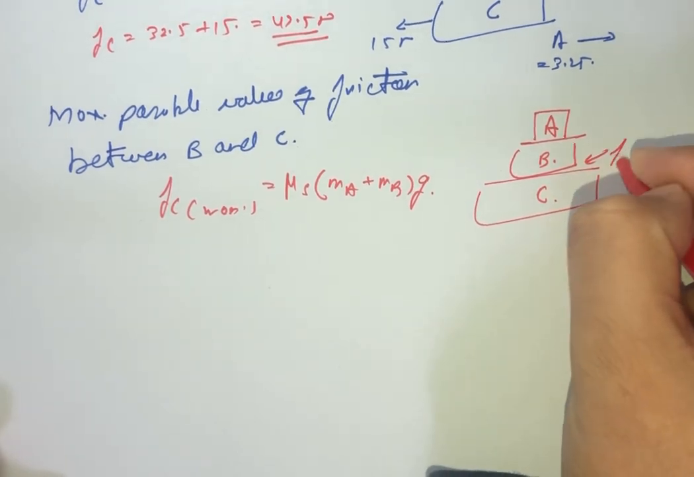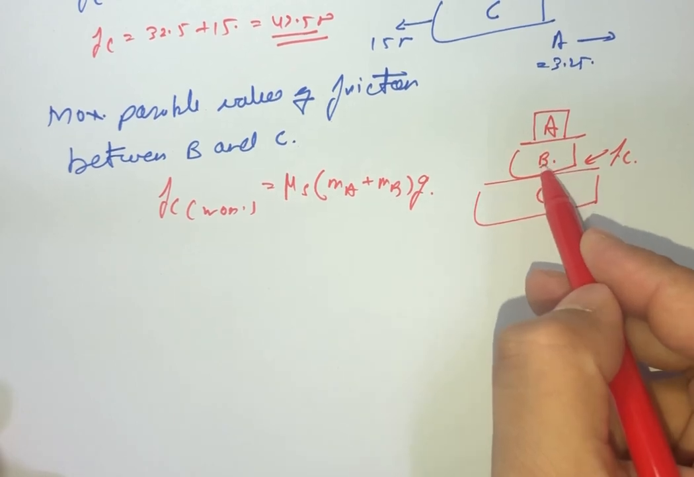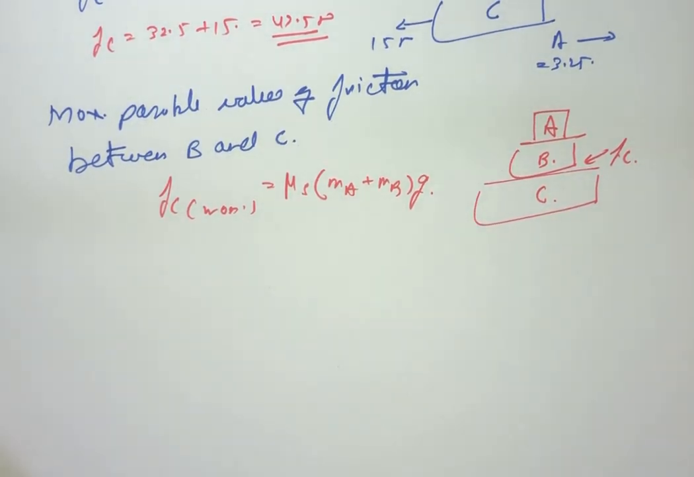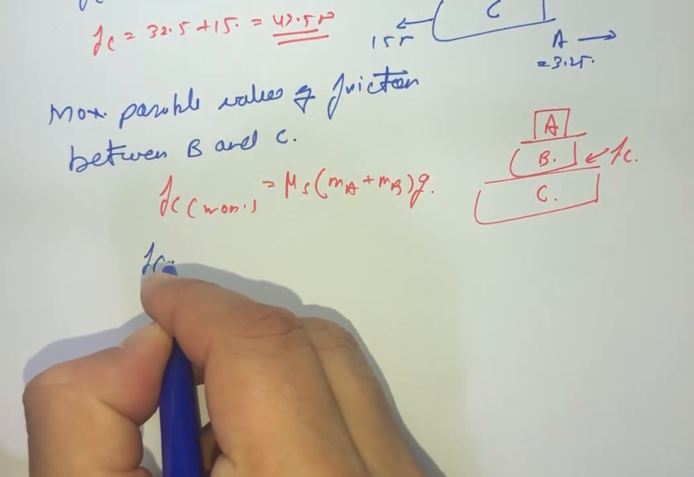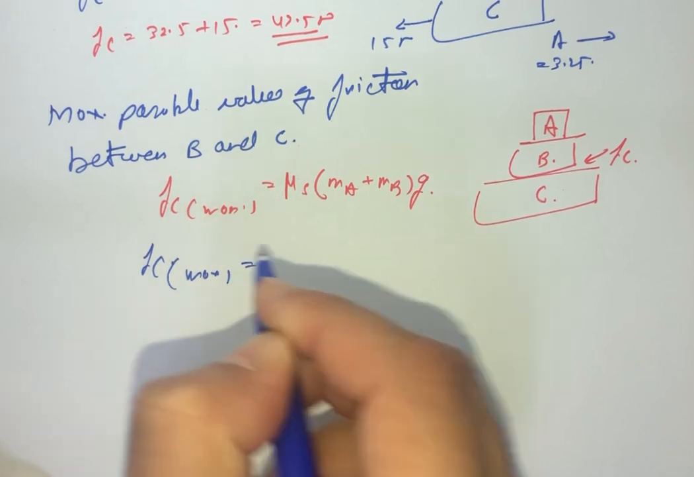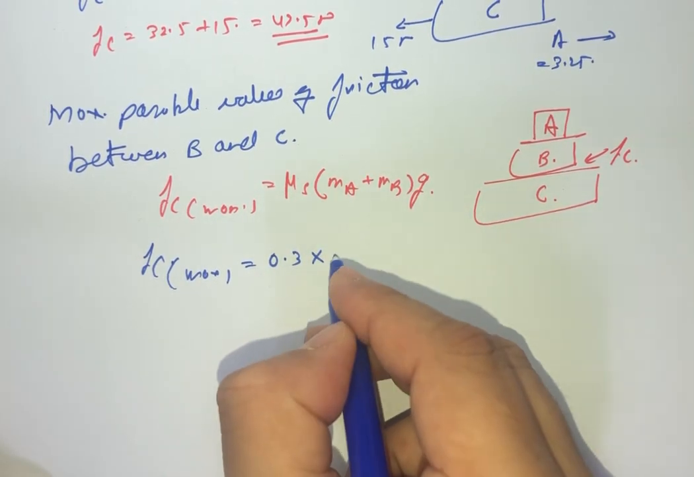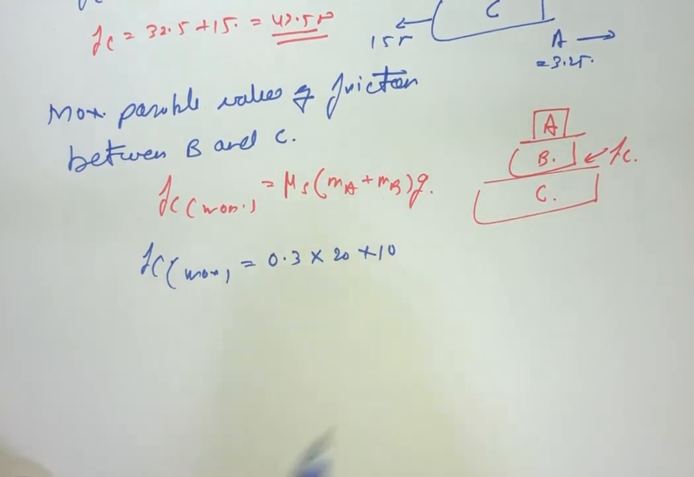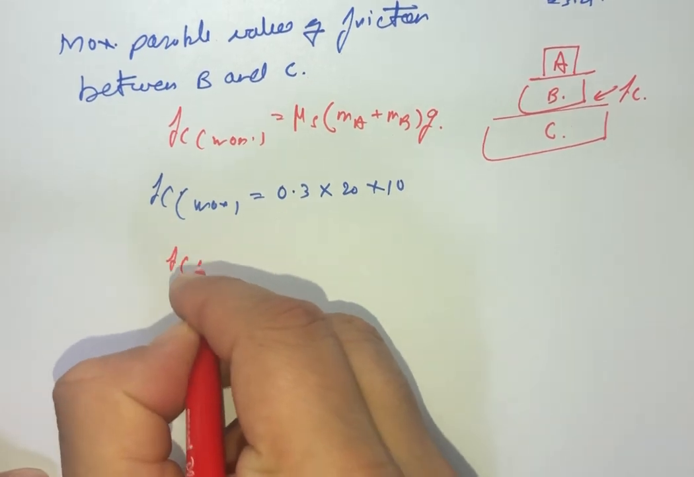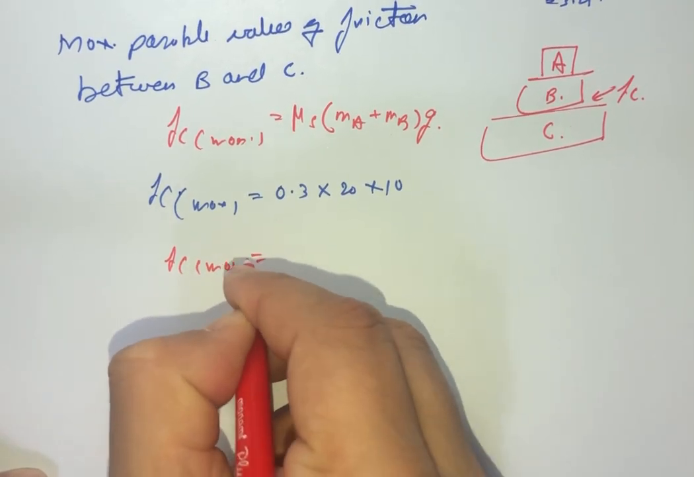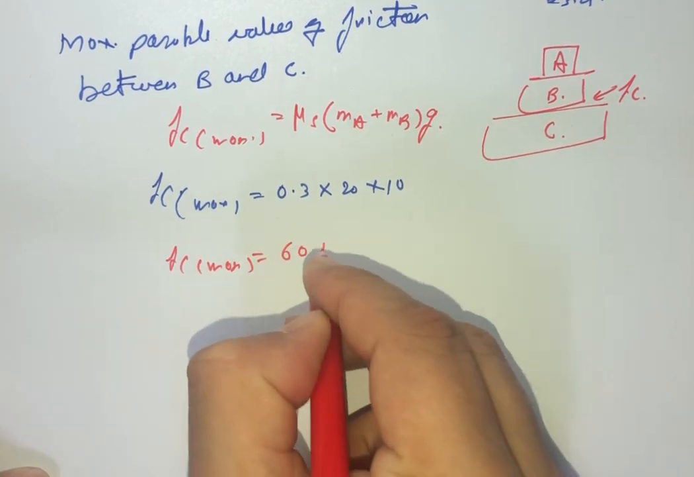So this is our FC, friction between this. So this is mass of A and mass of B. And if you put the values, we get FC max, mu static is 0.3, and this is 10 plus 10, that is 20, into 10. So we get the maximum value of the friction, FC max, as equal to 60 newtons.